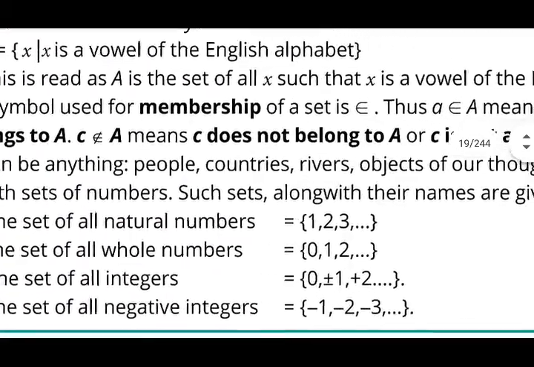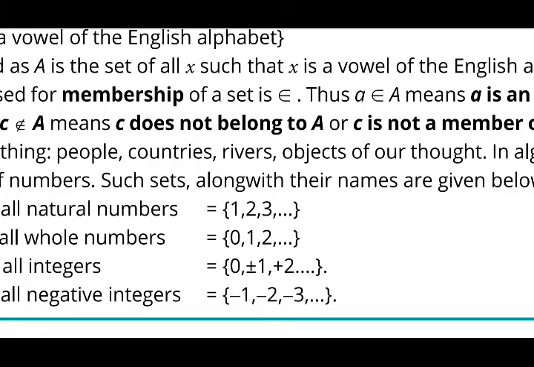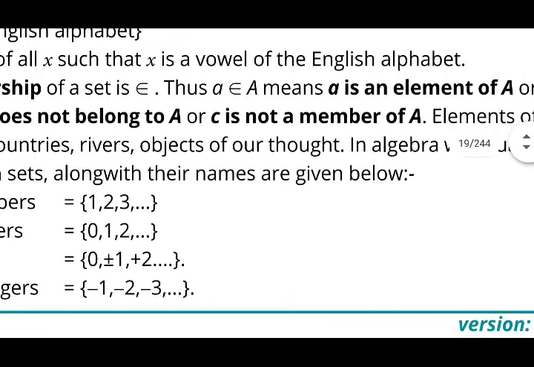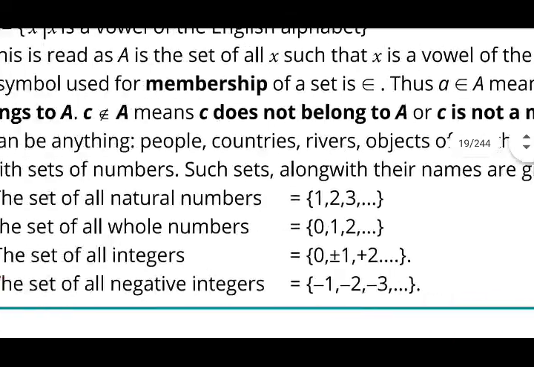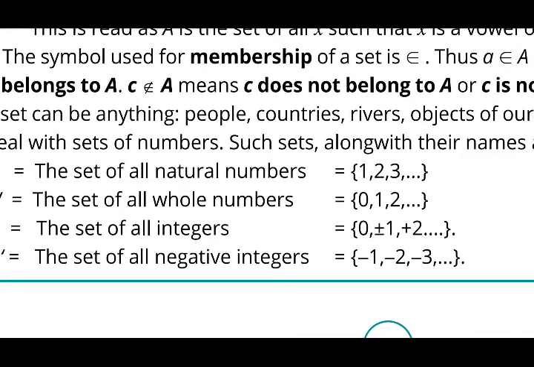The symbol used for membership of a set is ∈, which means belongs to. A ∈ A means A is an element of A, or A belongs to A. C ∉ A: if we cut this sign, it means C is not in this set, does not belong to the set A.